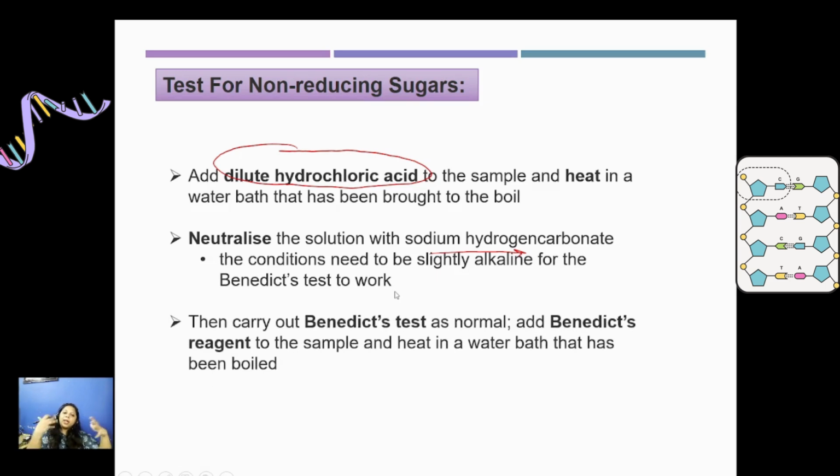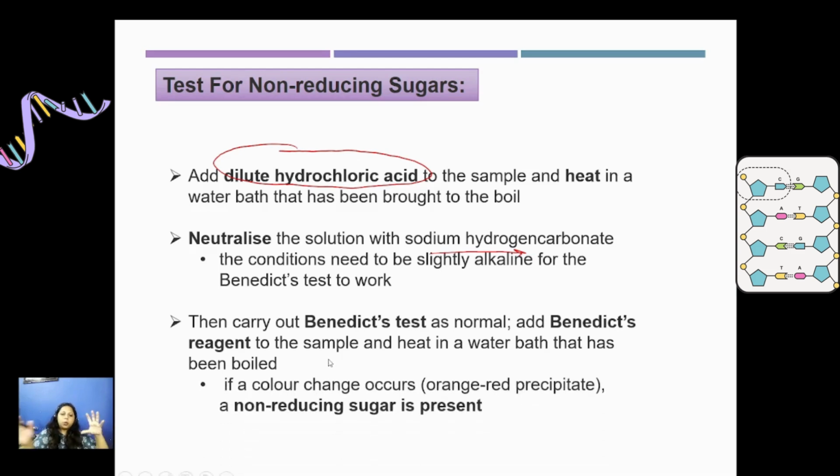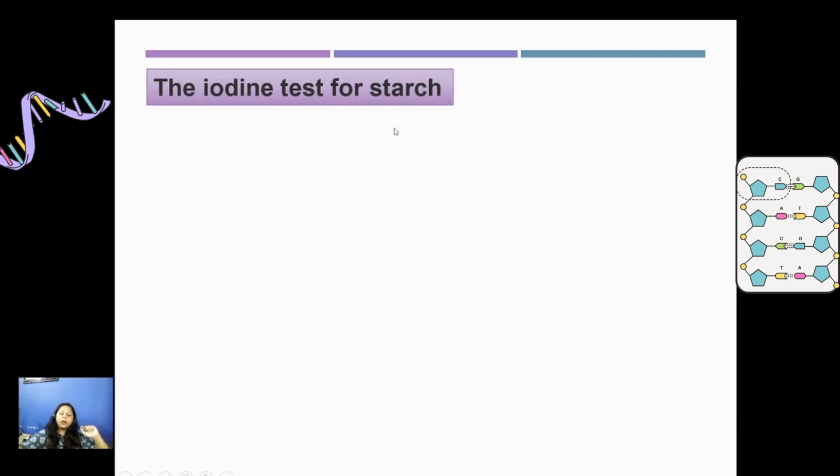Then we carry out the Benedict test as normal. Just add Benedict reagent to the sample and then heat it up in the water bath, and then observe the changes. The same color would be observed, brick red precipitates. The only difference lies in the addition of the hydrochloric acid, and nothing else is different. So whenever you compare how we test the reducing sugars or the non-reducing sugars, keep in mind the only difference lies in the addition of dilute hydrochloric acid for the non-reducing sugars. Clear? Let's move to the next test, that is the iodine test for starch.